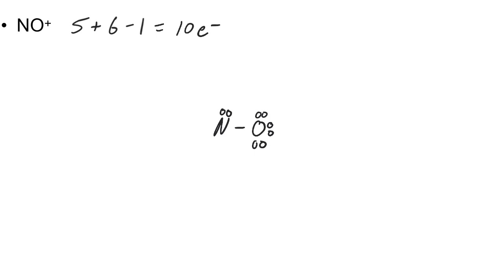Oxygen has an octet, but nitrogen does not, and so we're going to do the same thing we did last time. We're going to take 2 pairs, and we're going to move them to the middle to make a triple bond. So nitrogen is triple bonded to oxygen. Each one has a lone pair. You can put those on the top of the atom, on the side, on the bottom, it doesn't really matter.